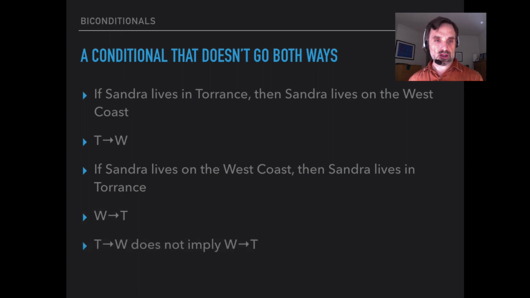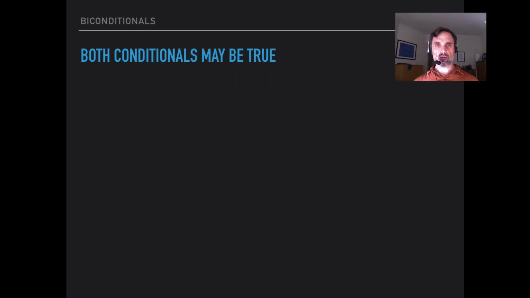So, in this case, the first conditional is true, the second one is false, and we can note that if T then W does not imply if W then T. So in this case, the conditional goes one way from T to W, but not the other way, not from W to T. Okay, so one conditional is true, the other is false. And that can happen a lot. In other cases, however, the conditionals going in both directions may be both true.